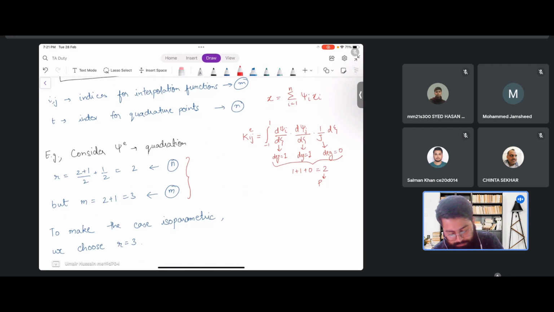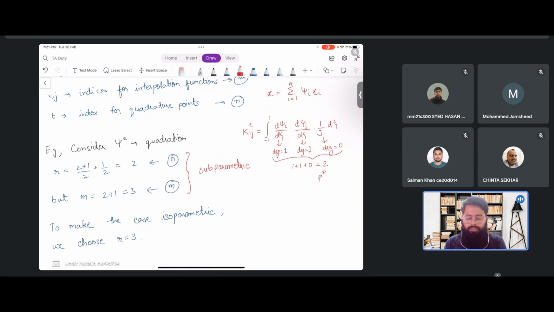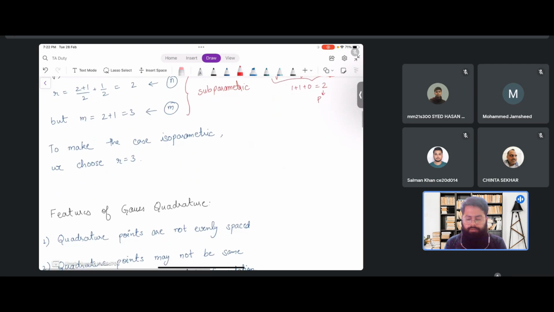Okay, so this is known as subparametric. So to make the case isoparametric, isoparametric means we have the same number of interpolation functions to approximate the geometry as we are using to approximate the solution. So to make the case isoparametric, we can choose r equal to 3 quadrature points, but we'll still get an exact solution here, just as we are still getting an exact solution for r equals 2.